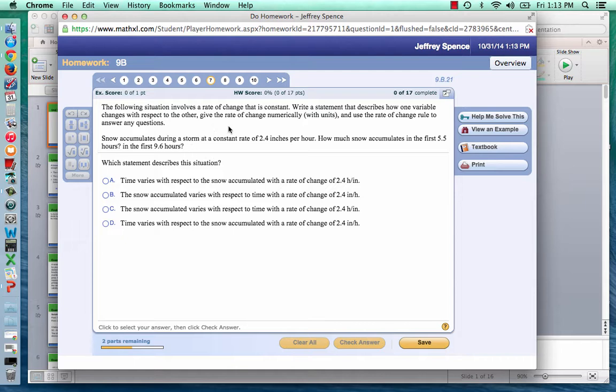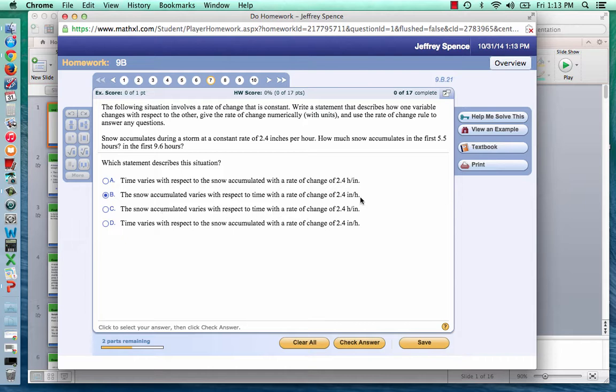Snow accumulates during a storm at a constant rate of 2.4 inches per hour. How much snow accumulates in the first 5.5 hours and the first 9.6 hours? So what statement describes this function? The way I see it, the snow is dependent upon time. So snow accumulated varies with respect to time at an average rate of change of 2.4. Time does not vary with respect to the snow, so both A and B are out. The snow accumulated varies with respect to time is the right answer.